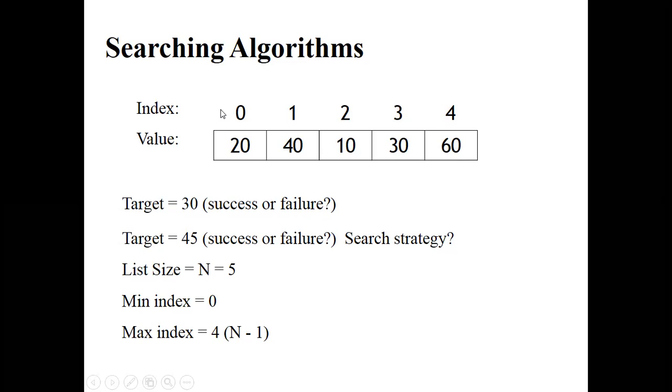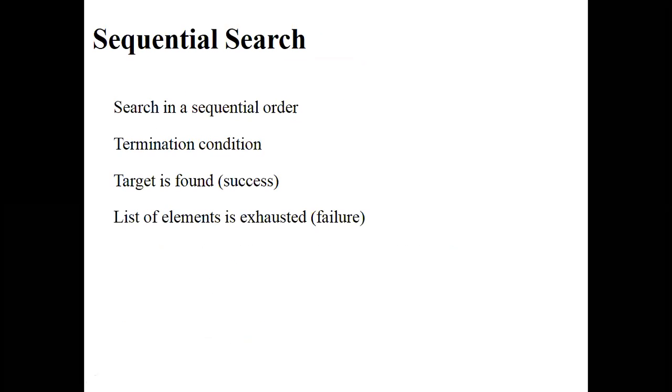And the minimum index we have is 0 and the maximum index we have is 4, that is n minus 1. N is the total number and then minus 1 gives the maximum index 4. And how can you get the total number? By query dot length, and you will get the total number of the array.